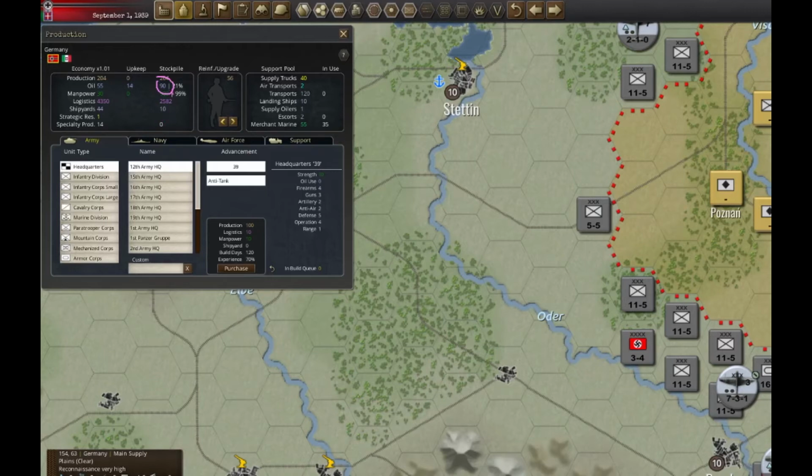And where does it come from? It comes from the stockpile. Remember, the upkeep you've already used up. That's just to get you ready for this particular turn. The amount of oil for moving and attacking comes out of your stockpile.